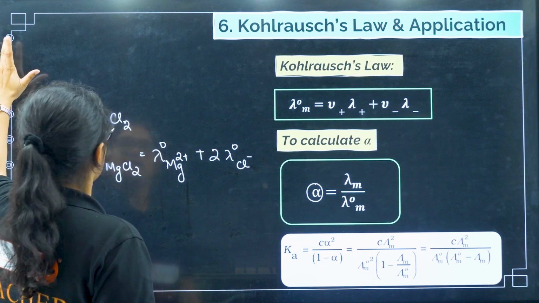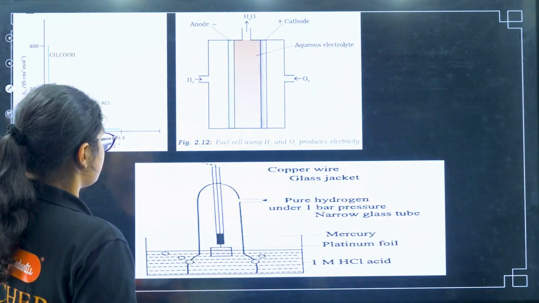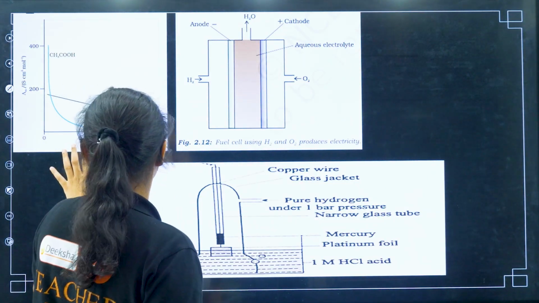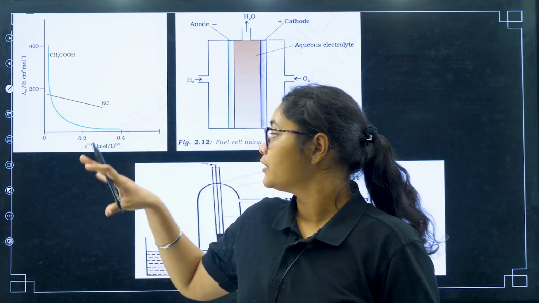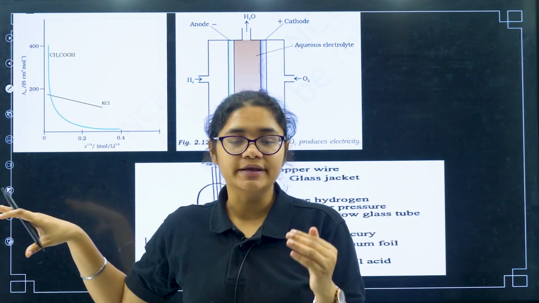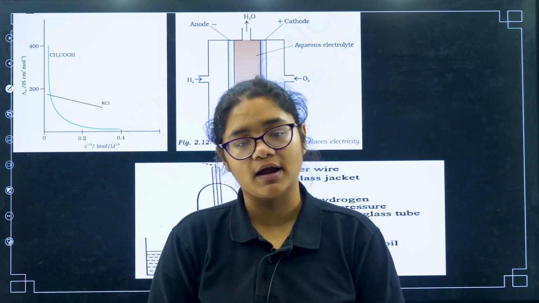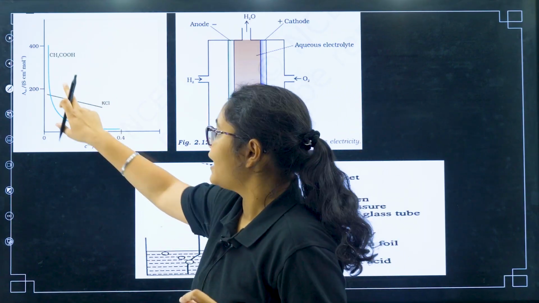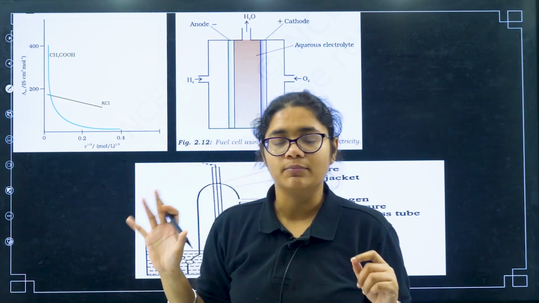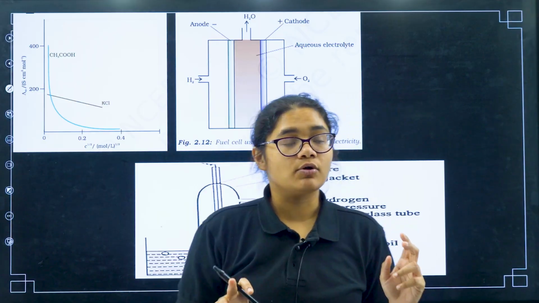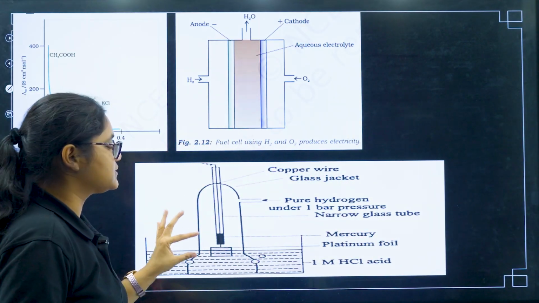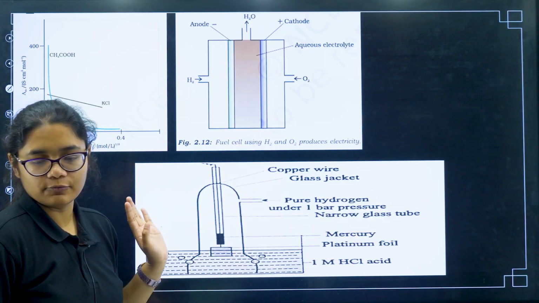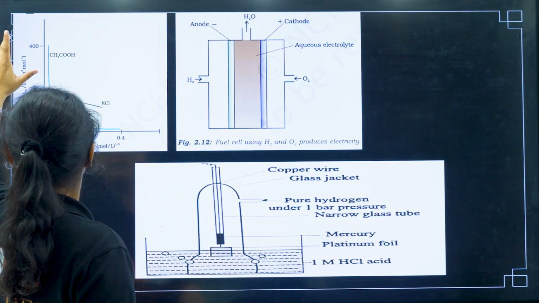Next, the diagrams you should focus on from this chapter are the graph for the effect of dilution on molar conductivity for strong electrolyte and for weak electrolyte. This is a very important diagram. Then you should also remember the hydrogen oxygen fuel cell diagram and the standard hydrogen electrode diagram. Okay, so please practice these 3 diagrams.